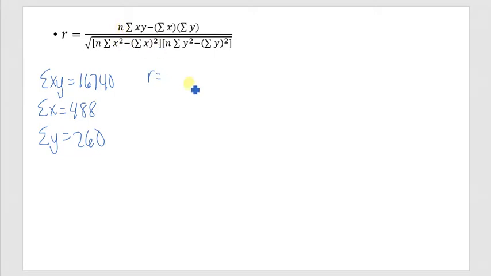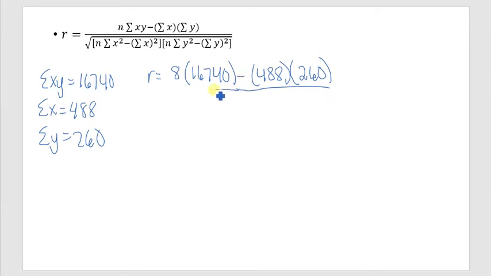R equals, so the number of points that we had was 8 times the sum of the xy, which is 16,740, minus the sum of the x's, which is 48, times the sum of the y's, which is 260. And we're going to do this all over. Remember, there's a huge square root sign here.